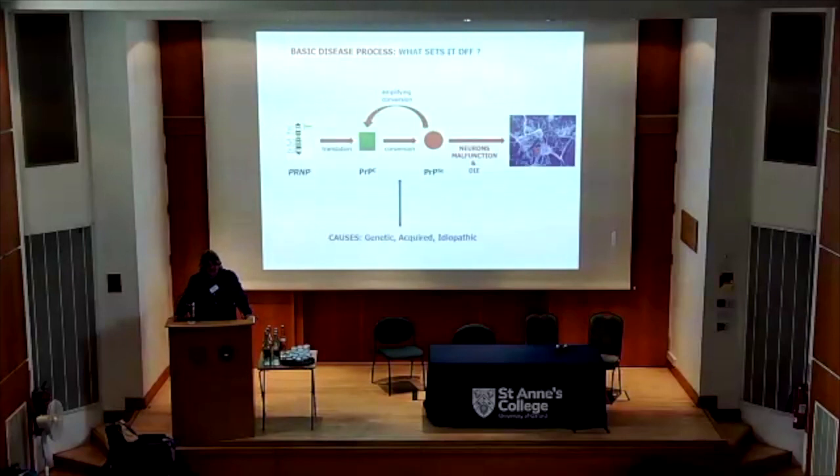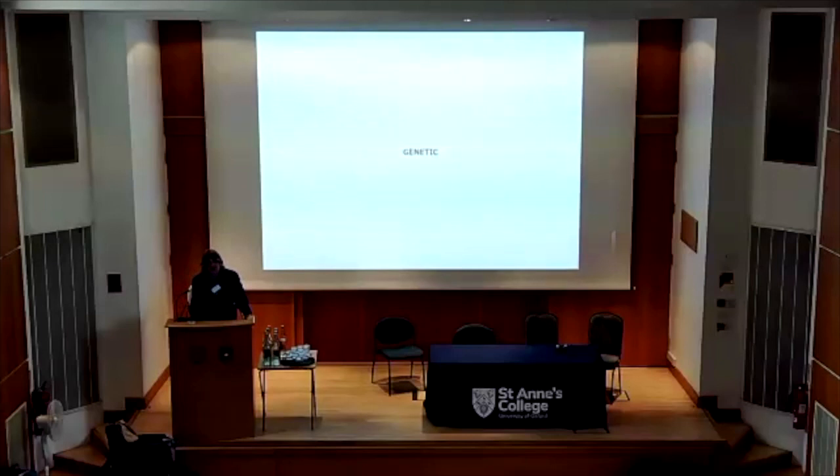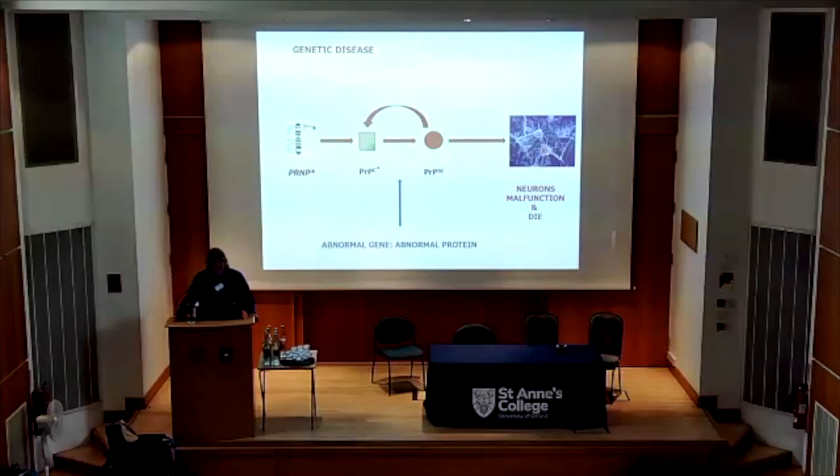So if that's the disease process, you might well say, well, what sets it off? And there are three broad causes: genetic, acquired, and idiopathic. So I'm going to talk briefly about genetic. Basically, what happens in genetic disease is the gene has an abnormality in it, and therefore the protein it produces is slightly abnormal. And in some way, this makes it more likely to convert. I think that's a very broad outline of what happens.